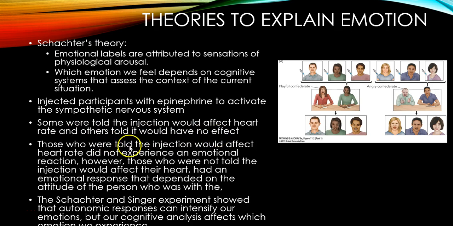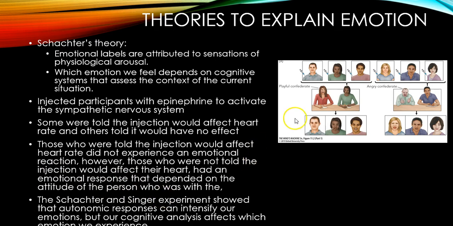And so those who were told the injection would affect their heart rate didn't have any kind of emotional arousal. They got an injection, they were told, hey, this injection is going to make your heart start beating faster, and so they just expected that. But those who were not told that the injection would affect their heart had an emotional response. Those physiological changes, they didn't know why their body was physiologically changing, and so they interpret it as an emotion. And their emotional response depended on the attitude of the person who they were with.